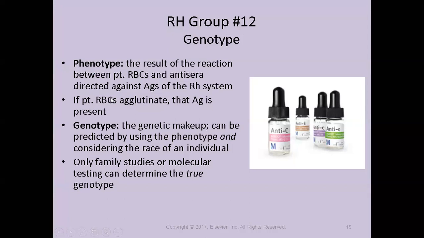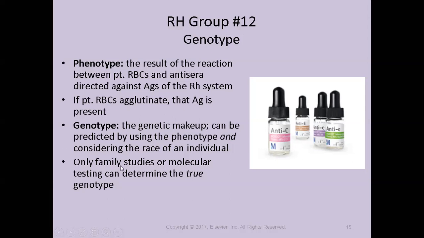Okay, so phenotype, remember, it's the physical expression. It's what we're seeing when we're doing our testing. The genotype, however, is the genetic makeup, and we can predict this by looking at the phenotype an individual has, and also by considering the race of the individual. And so we'll look at some data on this in a moment. This is not as clear cut, maybe, in 2000 as it was in the 1940s, when Fisher, Race, and Wiener and all of those people were doing their research, because these days we have many people that are multiracial. And so that doesn't always follow through in every case.